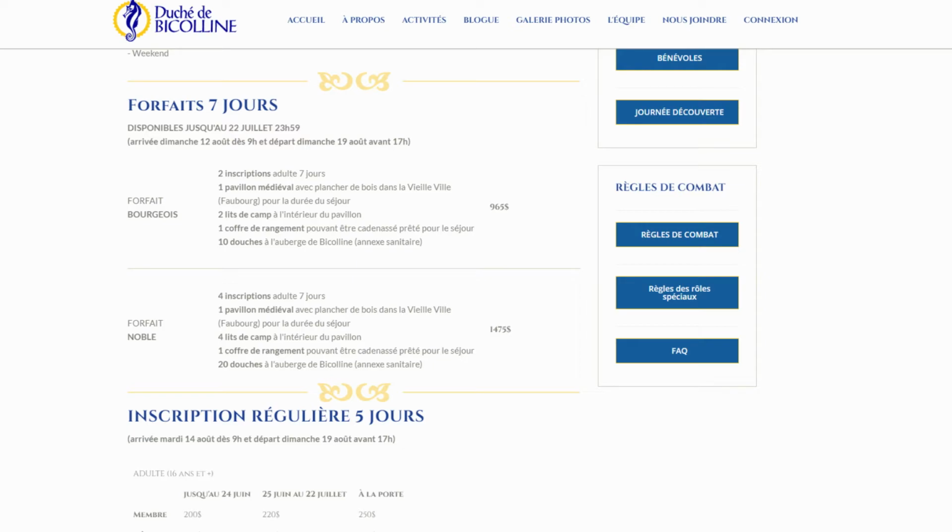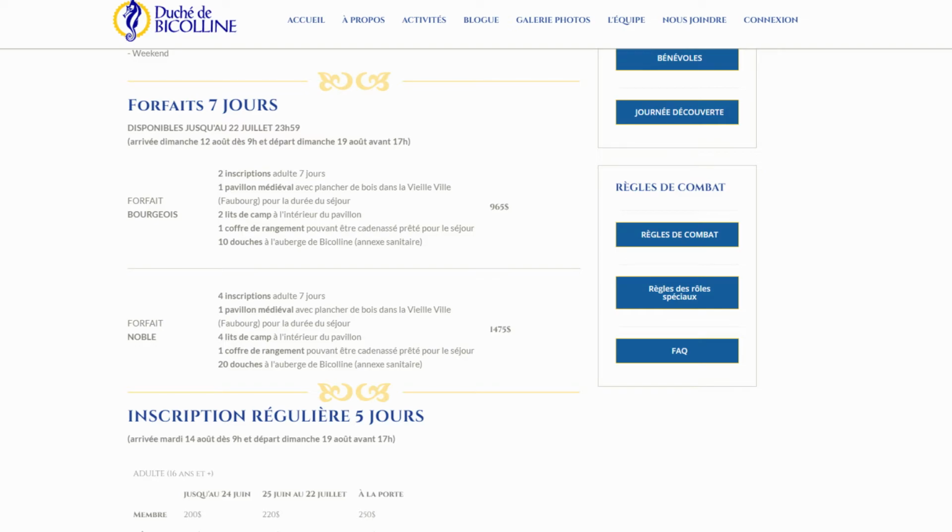The Medieval Pavilion, I'm hoping this one's for the 4-person, it's the larger pavilion. If not, whatever, I'll deal with it. Because I can't bring my tent with me, and it's way easier this way. This takes a lot of stress off. So, it includes 2 tickets or 4 tickets, the Medieval Pavilion, 2 camp beds, so maybe renting the tent doesn't include the beds, but the package does, or 4. 1 storage chest, which can lock, and then either 10 or 20 shower tokens.